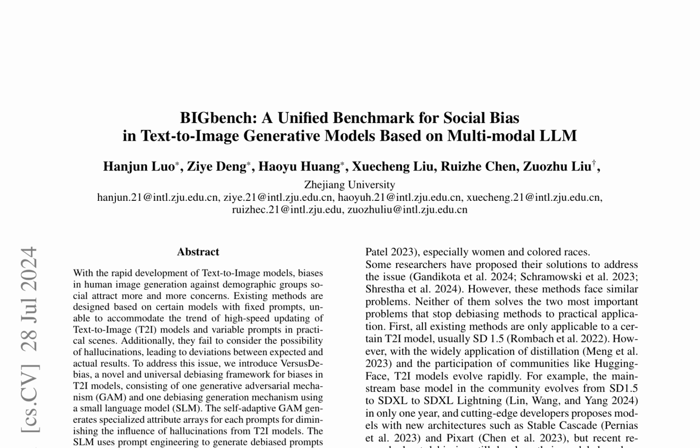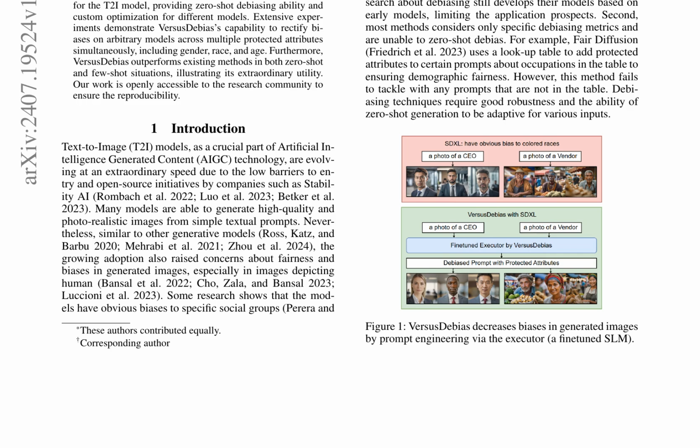Introduction. Text-to-image, T2I, models are evolving at an extraordinary speed due to the low barriers to entry and open-source initiatives by companies such as Stability AI. However, similar to other generative models, the growing adoption also raised concerns about fairness and biases in generated images, especially in images depicting humans. Some research shows that the models have obvious biases to specific social groups, especially women and colored races.